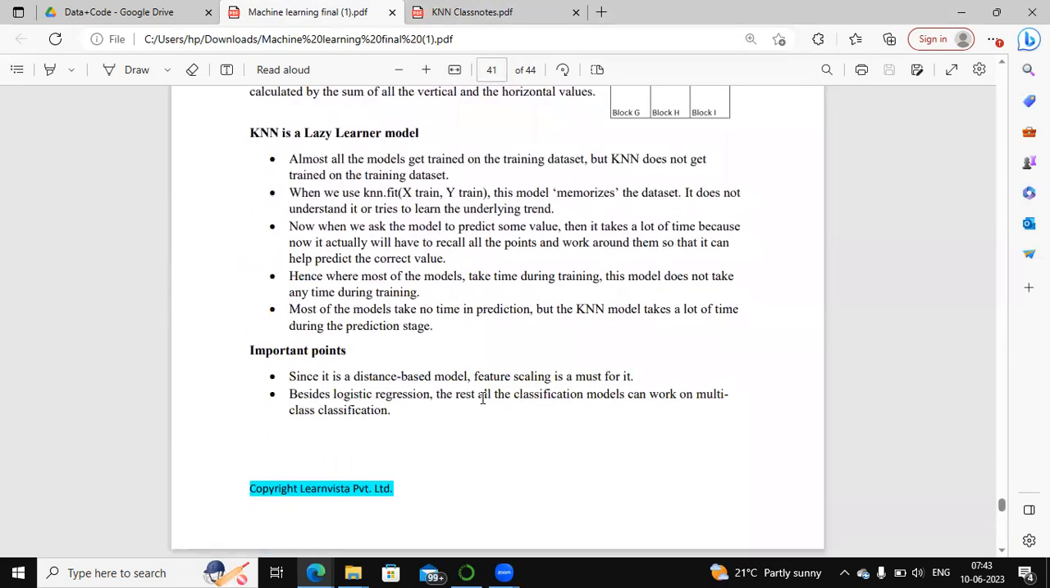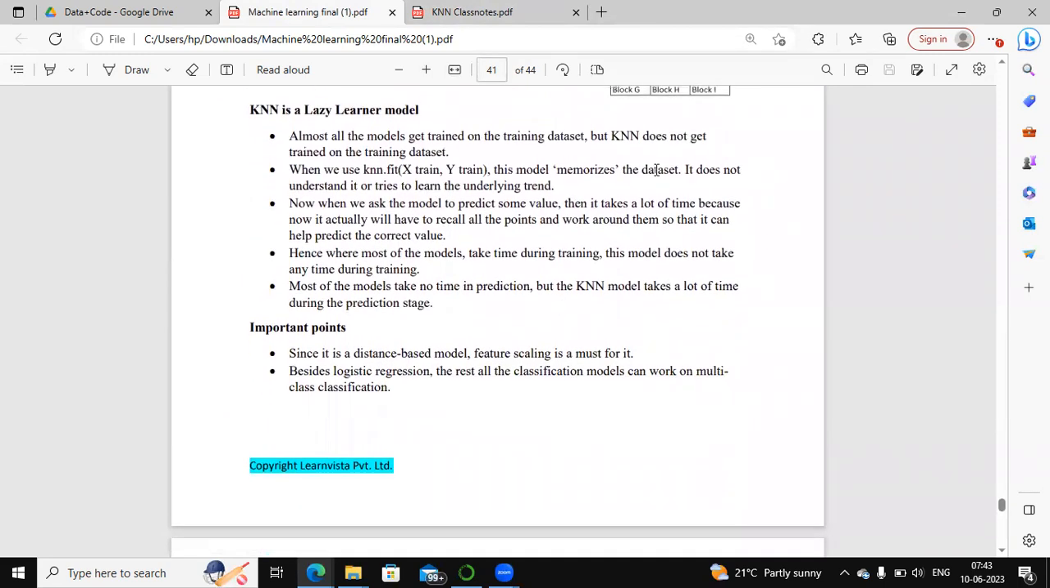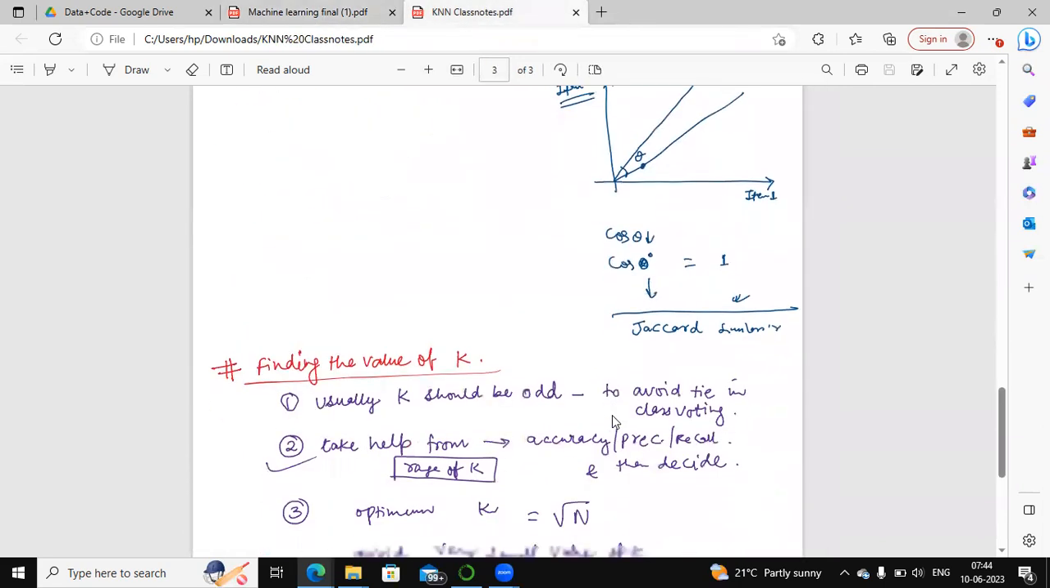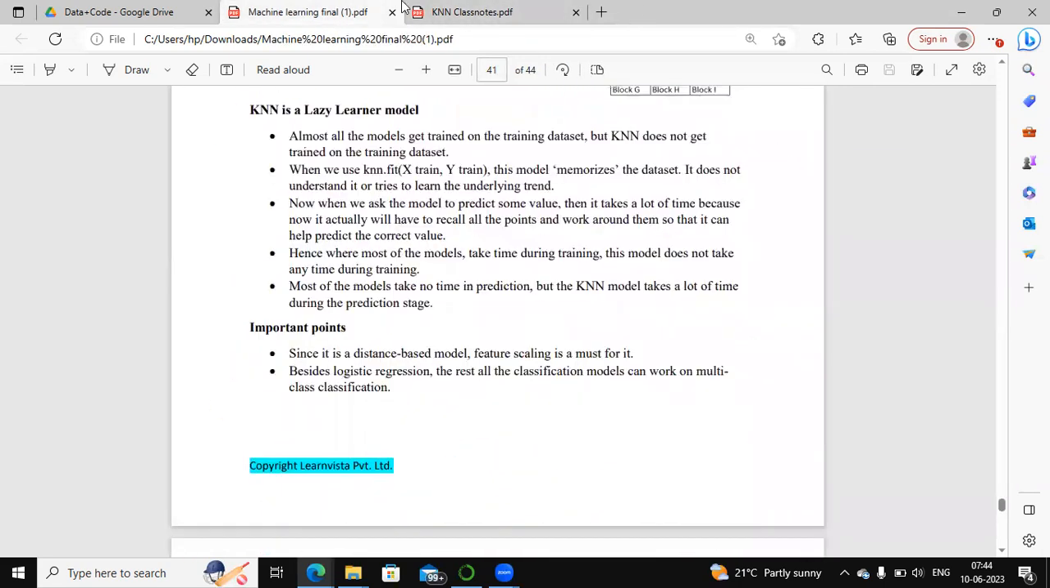So this is all about the KNN model, and some important points you need to note. Since it is a distance based model, feature scaling is a must for it. You have to do the feature scaling, so you can scale the values to a range of around zero, between -3 and 3 using Z score. It can be any value between that after scaling. Scaling can be done using standard scaler, or you can go with min max, depending.